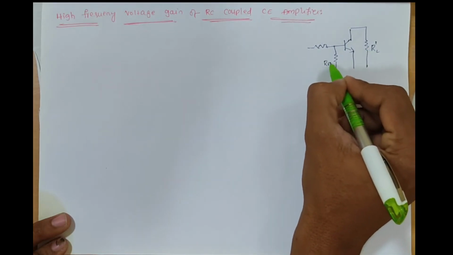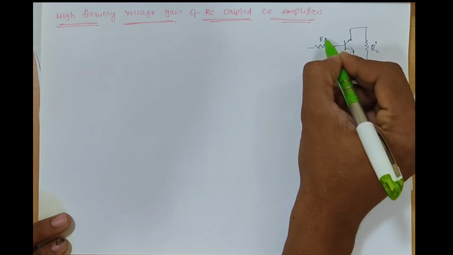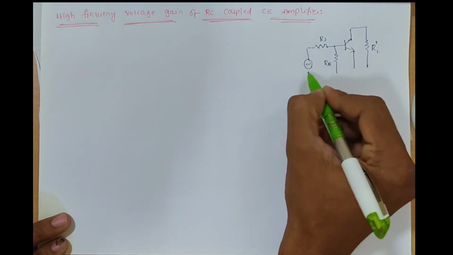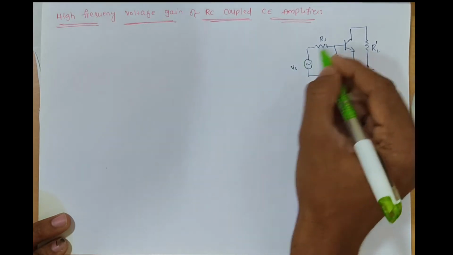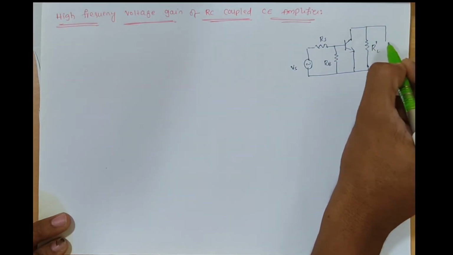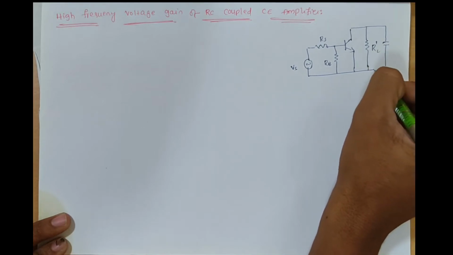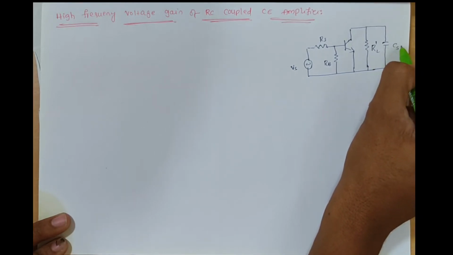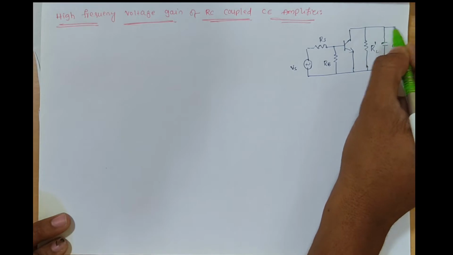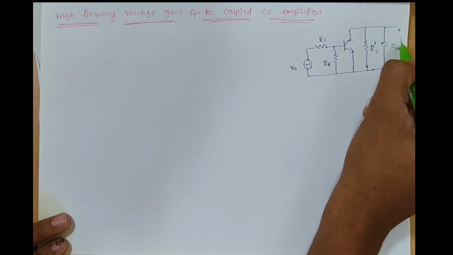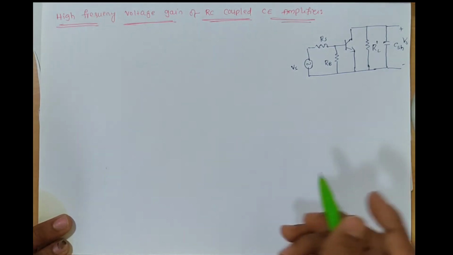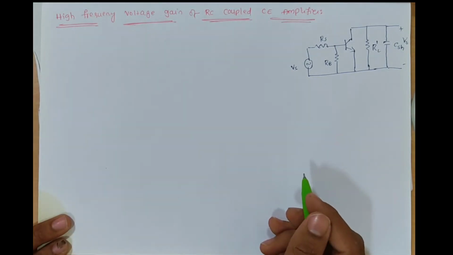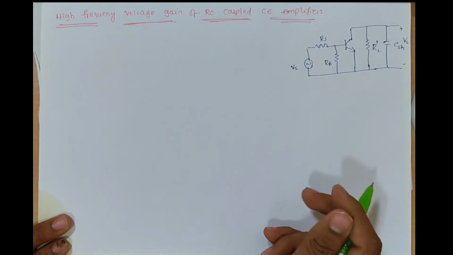This is RB, this is RS, the source resistance, this is VS, and here I am considering the shunt capacitance, CSH, or load capacitance. We can say it is shunt capacitance or load capacitance. So now we need to calculate the high frequency voltage gain.